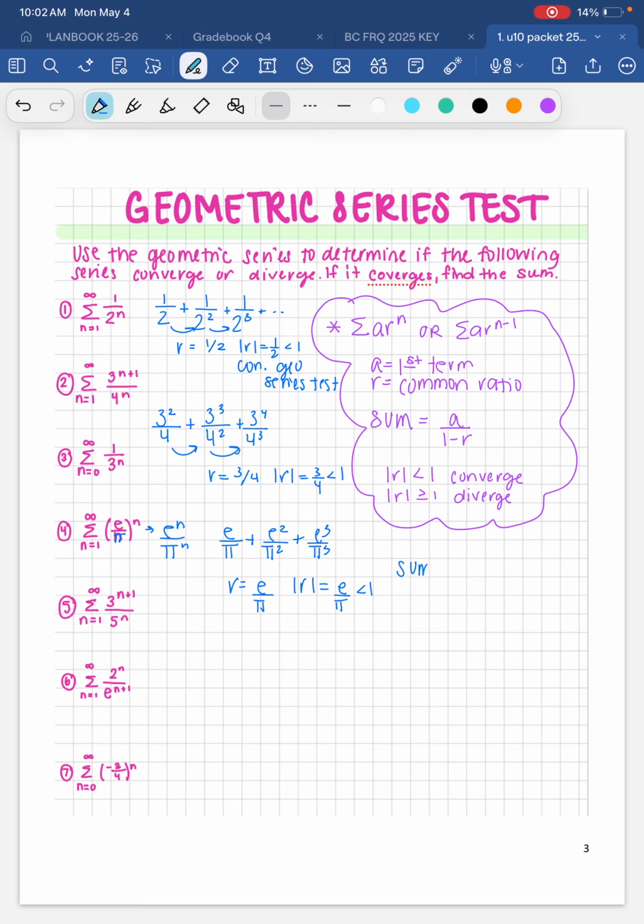And this is an interesting one if you wanted to find the sum. So the first term is e over pi over 1 minus r, e over pi. So I would get a common denominator for the bottom. You could do it however you want to do it. So the bottom is going to become pi minus e over pi. The top is e over pi. We're going to keep, change, flip. And then you can see this would be the sum, and that's what we would converge to. Done.